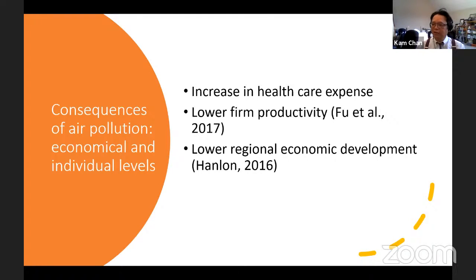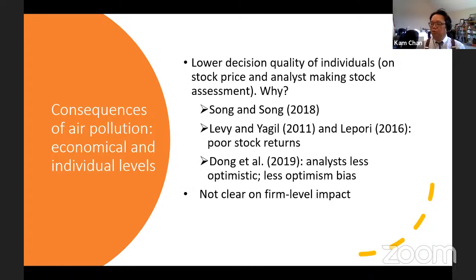These are more recent evidence, more from an economics perspective. The most important, as I mentioned, is lower decision quality of individuals. That's why I mentioned stock analysts making stock assessments. Some research papers show that, but what I focus on later in this presentation is that the firm-level or executive impact is not clear. That's how this research area came out, and that's how we found some interesting results.